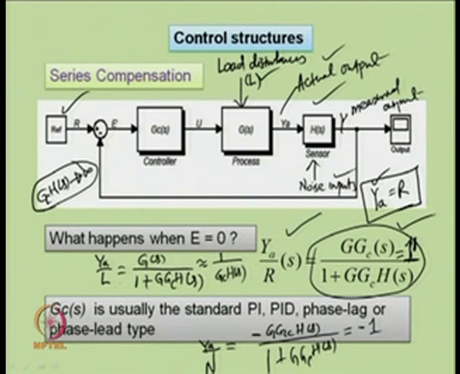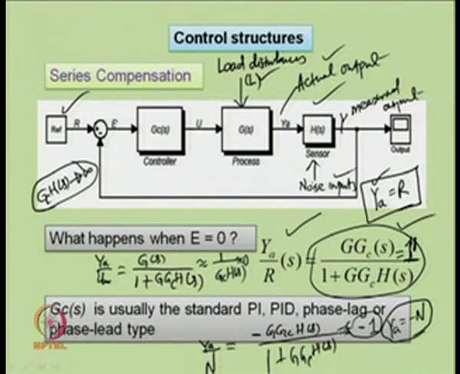Now, look at the impact of load disturbance on the measured output. Since G_C H(s) is a large number, y_A upon L tends to 0. That means the effects of load disturbances can be neglected, can be nullified, can be overcome with the use of large gain of the controllers. But one thing one has to make out, if you look carefully at this one, the noise is not getting suppressed, y_A is becoming minus N. So, the noise is not getting suppressed with the high gain of the controller.